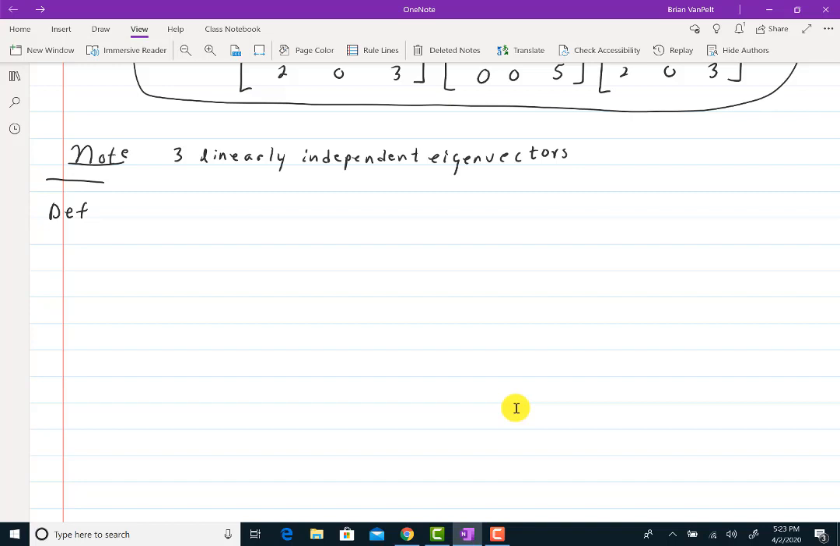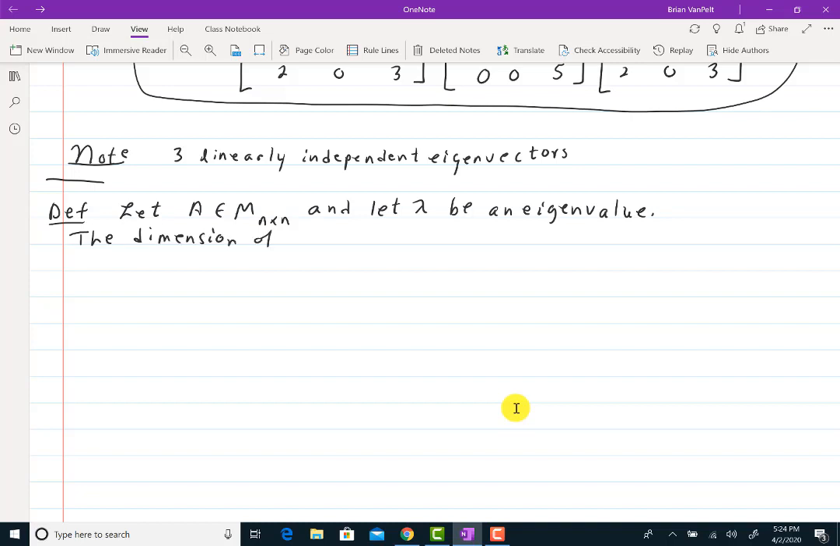Let me give you a definition. Let A be an n by n matrix, and let lambda be an eigenvalue. The dimension of the eigenspace for lambda is called the geometric multiplicity of lambda.